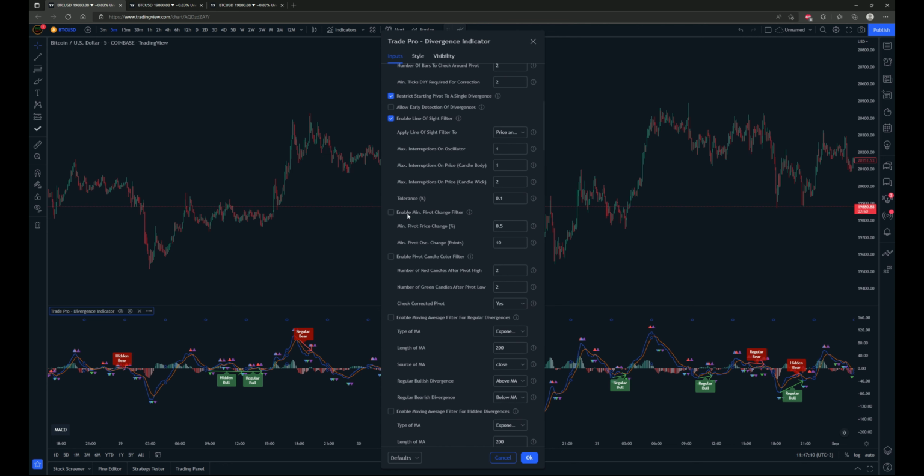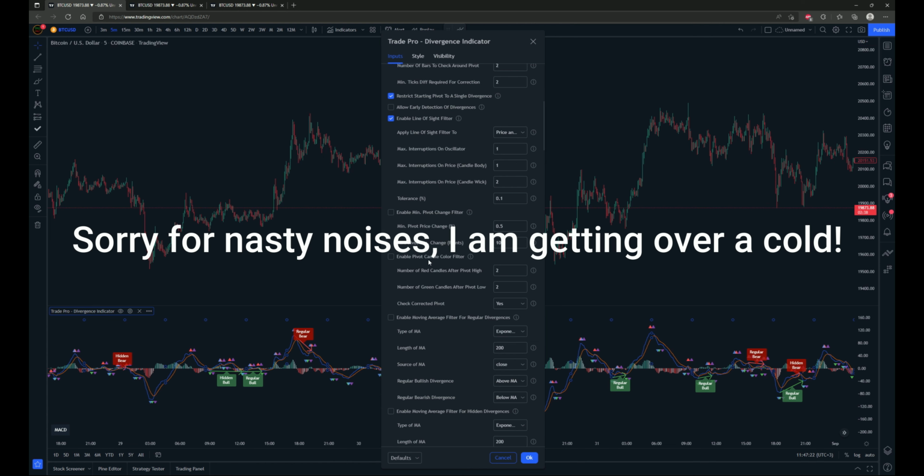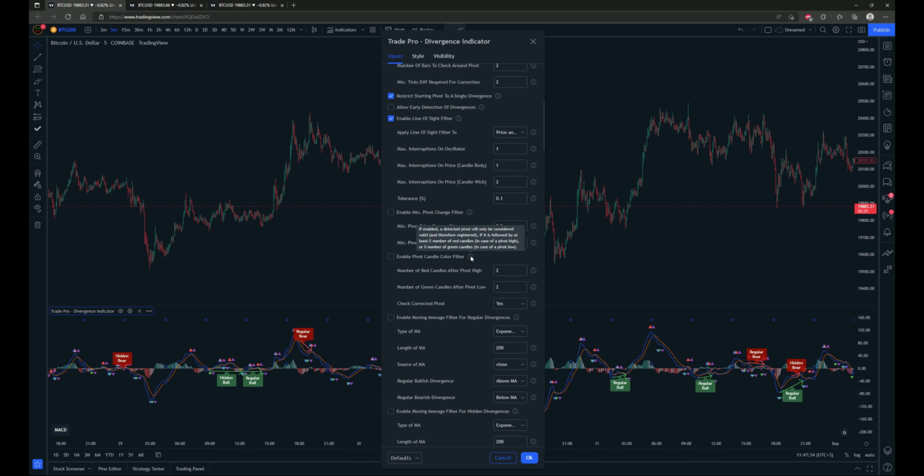Now we also have minimum pivot change filter, so minimum amount of price change between the pivots and also the oscillator change between the pivots. And then pivot candle color filter. This one, if enabled, a detected pivot will only be considered valid and therefore registered if it is followed by at least a certain number of red candles in case of a pivot high, or a certain number of green candles in case of a pivot low, and you can choose the specifics in here.